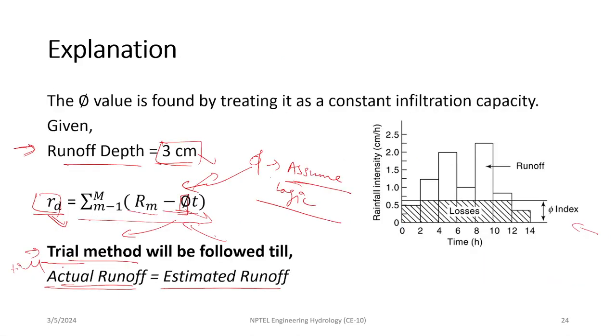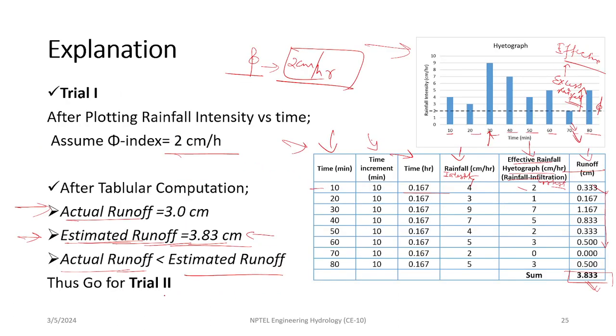But what was our target? We are assuming the values of phi and going by the trial method, but we will stop where we get the actual runoff equivalent to the estimated runoff. Whatever value we compute from the data should match the actual data. But in this case, the actual runoff, that is 3, is less than 3.83. That is why we go for another trial. So trial second will be followed.